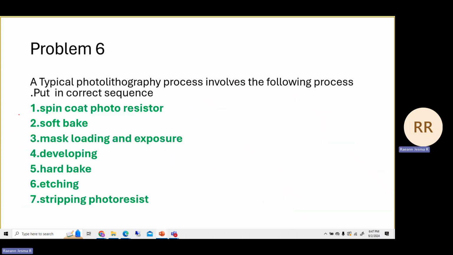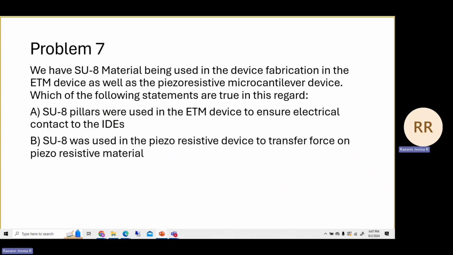So the correct answer is this. These are the correct sequence. First is spin coating photoresist, soft baking, mask loading and exposure, developing, hard baking, etching, and then stripping photoresist.